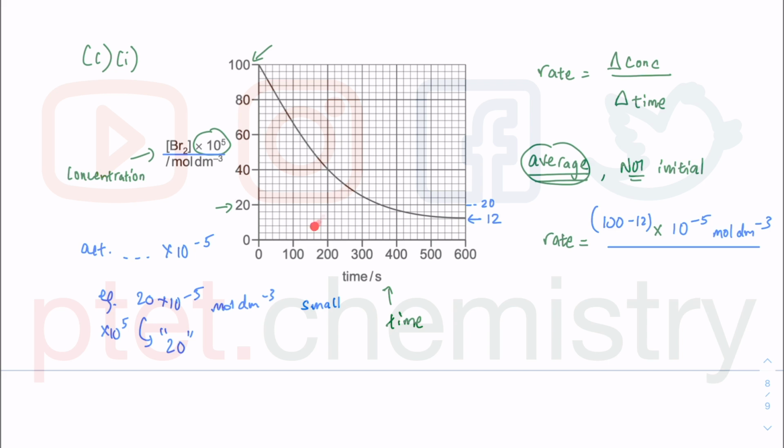And then that is over a period of 600 seconds. Anyway, so 88 on top times 10 to the power minus 5, and then divided by 600 seconds, I get 1.47 times 10 to the power minus 6 mole per dm cube per second. This is mole per dm cube divided by second, so it's mole per dm cube per second to 3 significant figures. Phew, okay, nearly got tricked there.